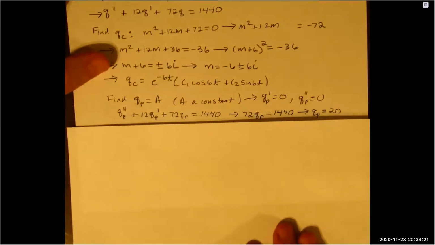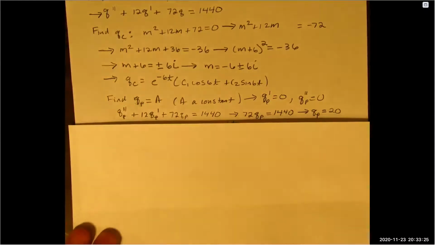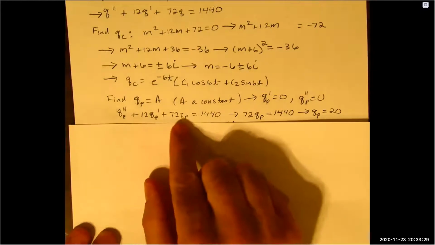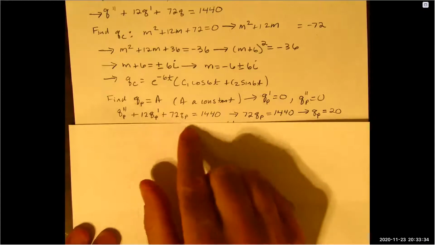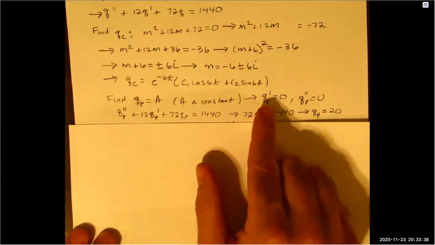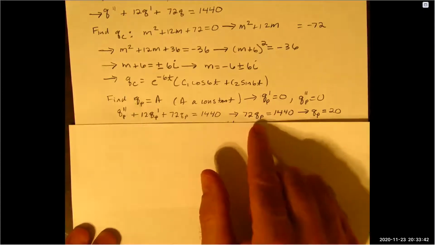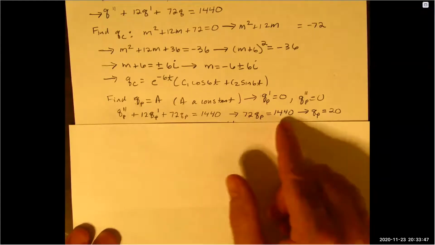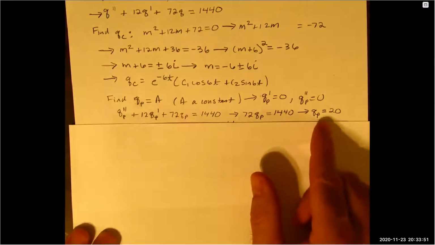So we want to plug the expressions for q sub p prime and q sub p double prime into this formula here and solve for the A, or the q sub p. So because these are both 0, we're just going to end up with 72 times q sub p is equal to 1,440. So dividing by 72, we see that q sub p is equal to 20.